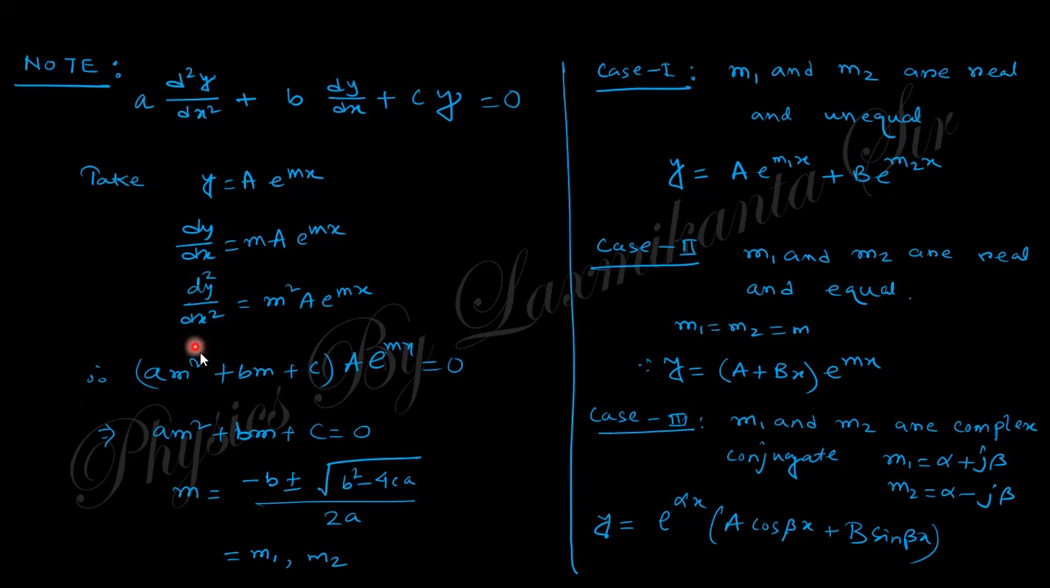Put these derivatives in this expression and you get this type of expression, which is a quadratic equation, and whose solution will be like that. If the roots are m1 and m2, depending upon the nature of m1 and m2, the solution can be written directly. If m1 and m2 are real and unequal, then the solution is a e to the power m1x plus b e to the power m2x. If m1 and m2 are real and equal, then we take (a plus bx) times e to the power mx. In the third case, when m1 and m2 are complex conjugates, there is a real part and an imaginary part. Take the real part as like that, and the imaginary part is a cos beta x plus b sin beta x. I think you know all about this solution.